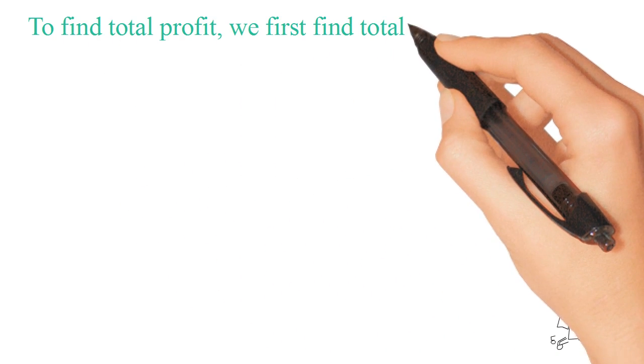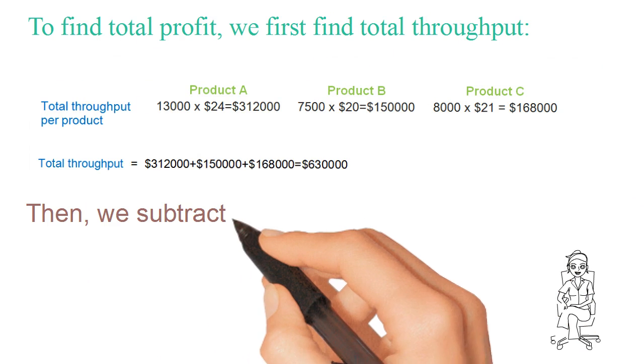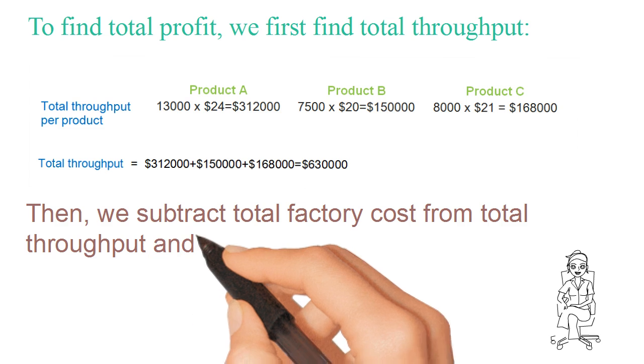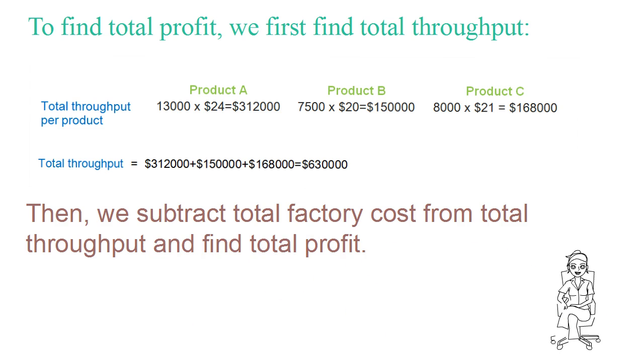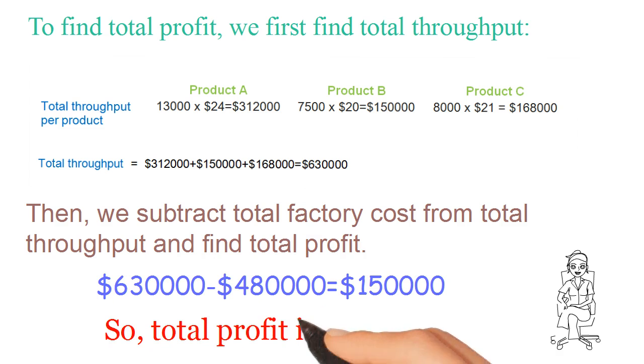To find total profit, we first find total throughput. Then, we subtract total factory cost from total throughput and find total profit. So, total profit is $150,000.